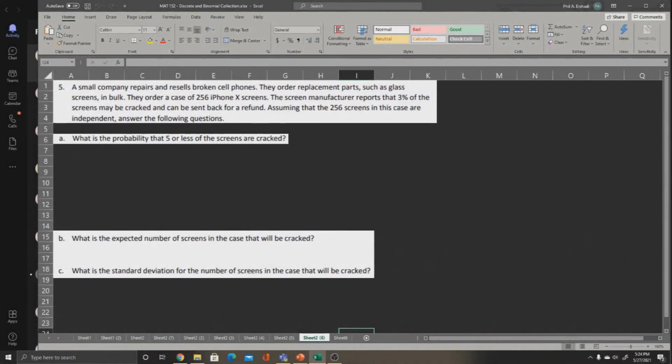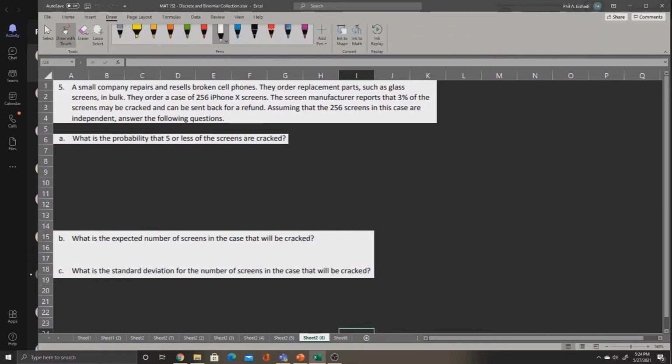In this question, we have a small company repairing and reselling broken cell phones. They order a case of 256 iPhone X screens. We have 3% of the screens may be cracked and sent back for a refund. And it says the 256 screens are independent. Now, once again, let's go through our rules for binomial distributions.